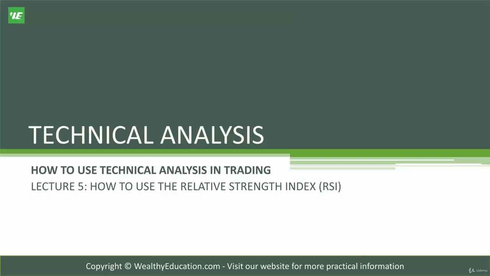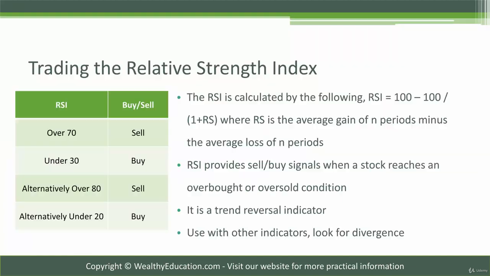Today we are going to be talking about the relative strength index. So let's get right to the relative strength index, or the RSI. The RSI is calculated in the following manner. RSI equals 100 minus 100 divided by 1 plus RS.